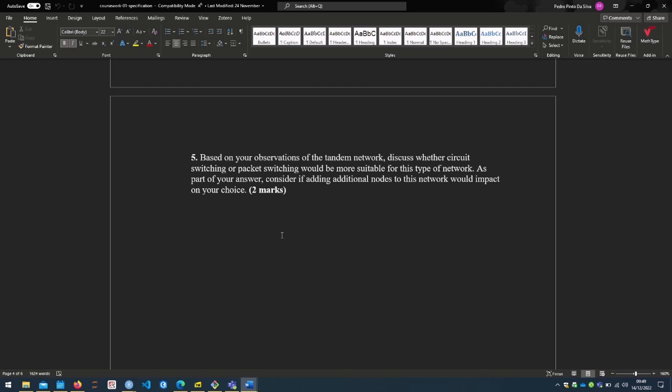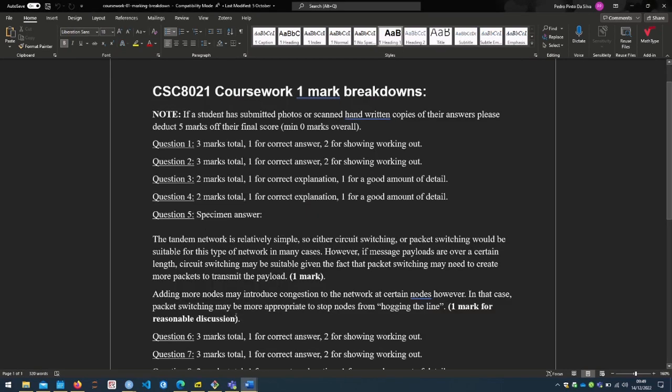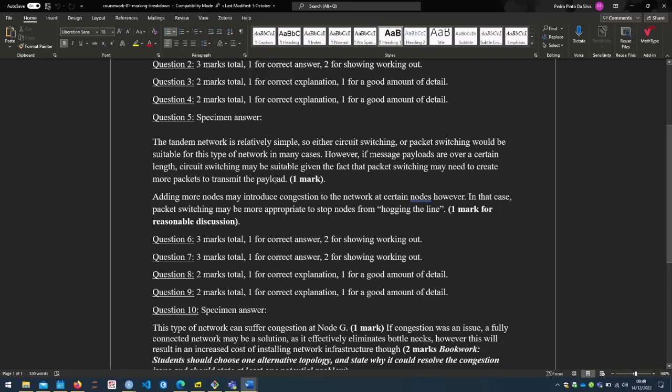All right, that's good. So a specimen answer would be: the tandem network is relatively simple, so either would be suitable. I guess it comes down to the value of x, a trade-off between x and the connection time. If the connection time takes too long, and you have a relatively small value of x for making the routing decision, then perhaps the packet switch network might be more appropriate.